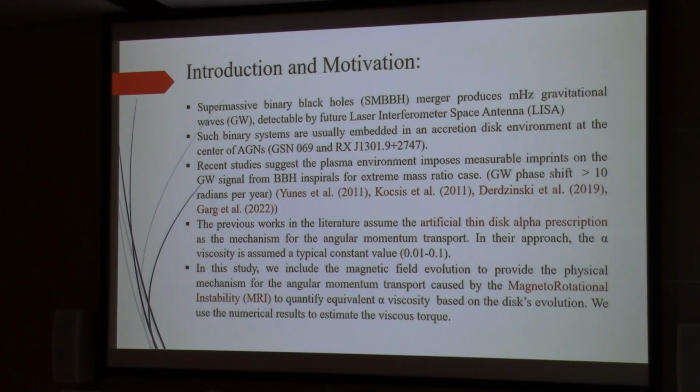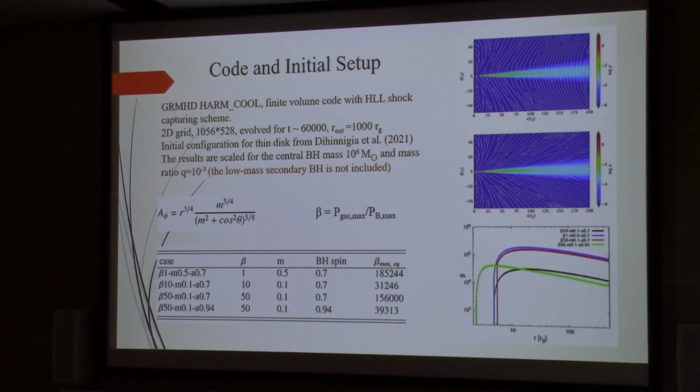in the accretion disk. So in this study, we wanted to do this realistic scenario. We have the thin accretion disk, and we evolve it with the magnetic field. Then from that, we quantify the alpha viscosity, and we estimate the gas torque from it. So we come up with a very simple approach. First of all, the secondary black hole is not included in our simulation. We only evolve the magnetized accretion disk to see how much turbulence we can get from this model and how much torque can be created by this.